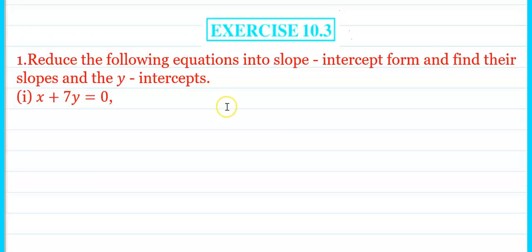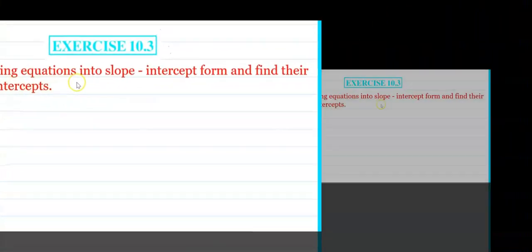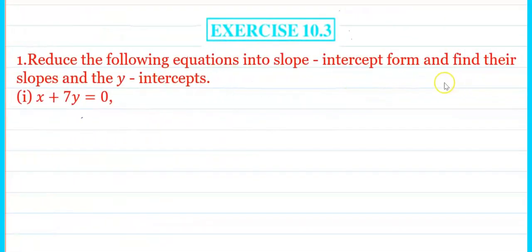Hello friends, now we will start exercise 10.3 and in this video I will explain all examples from exercise 10.3 in a very simple language. Okay, now let us start. The first question: reduce the following equations into slope-intercept form and find their slopes and y-intercept.